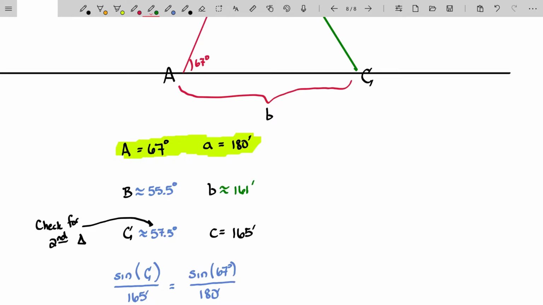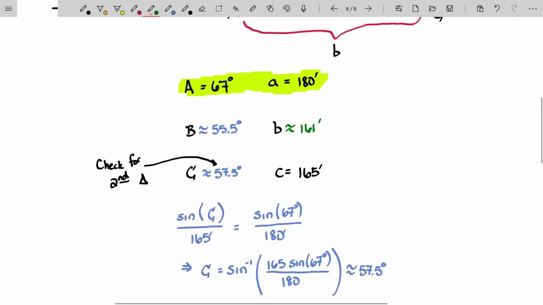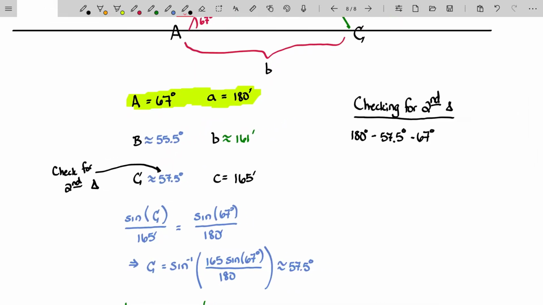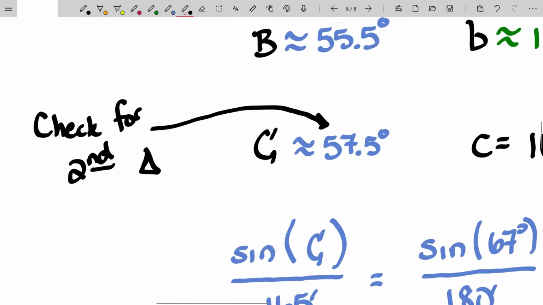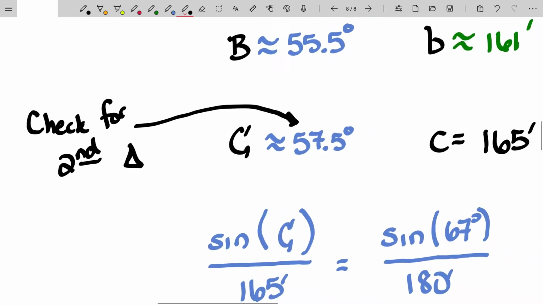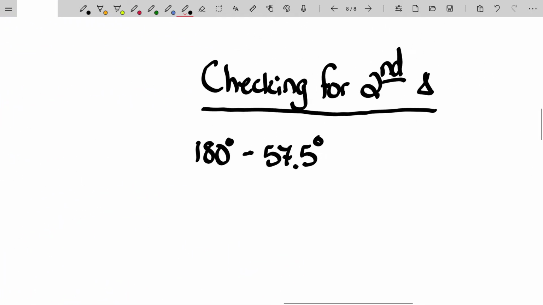Now, I should say we need to check for that second triangle. And when you check for a second triangle, it's really very fast. You don't need a calculator for this. All you're really doing is taking the angle that you computed initially, the 57.5 degrees, and looking at its supplement. That's 180 minus the 57.5. That'd be what, 122.5 degrees? So I'll just write that down. Again, these are approximations, but we can deal with these.